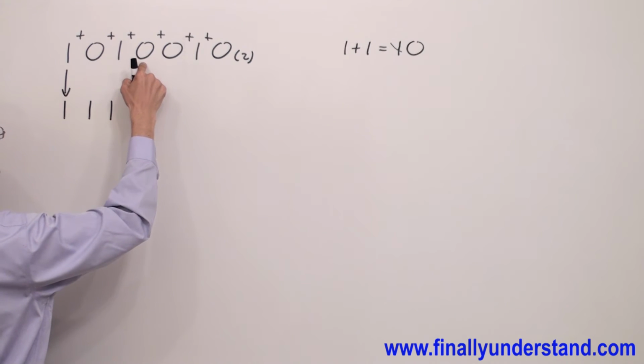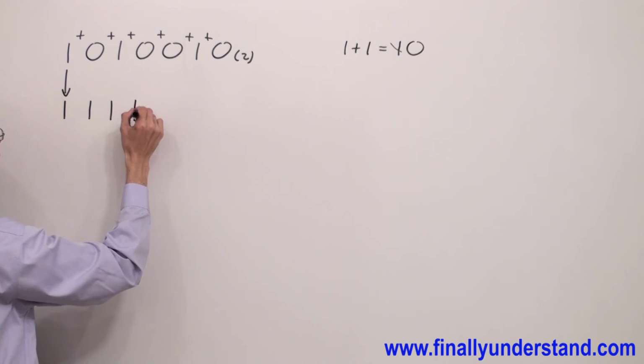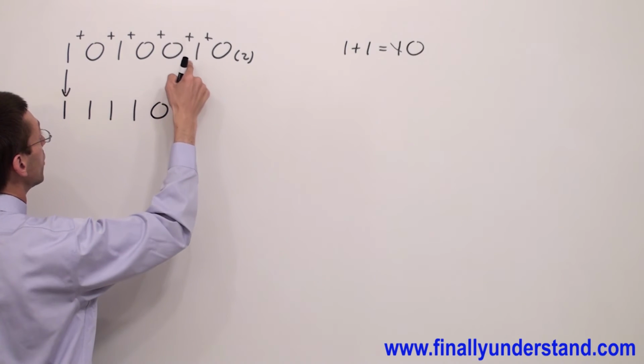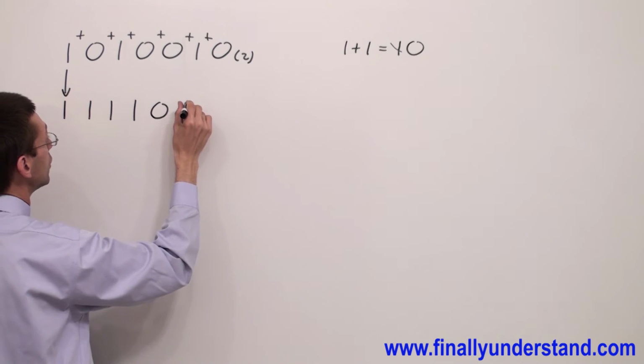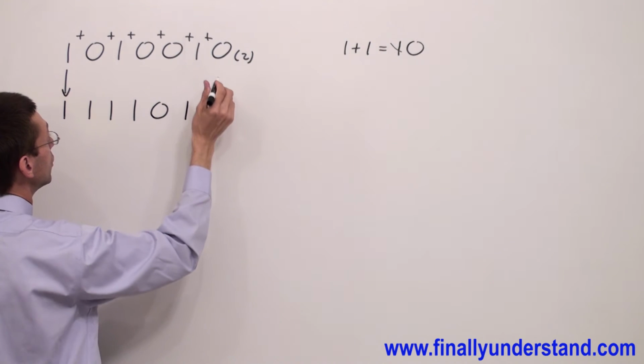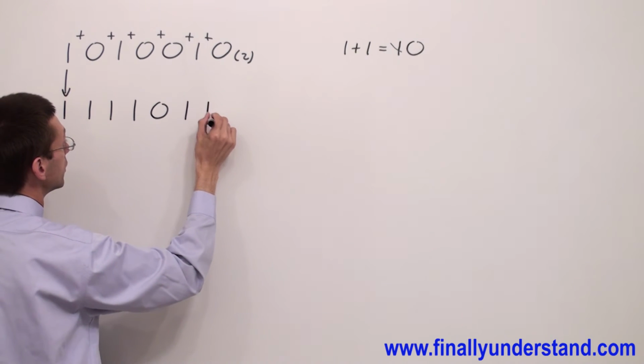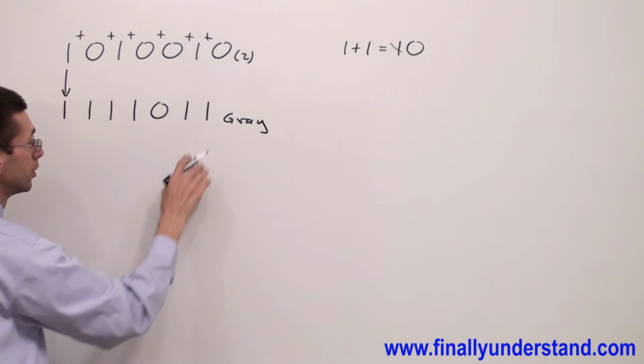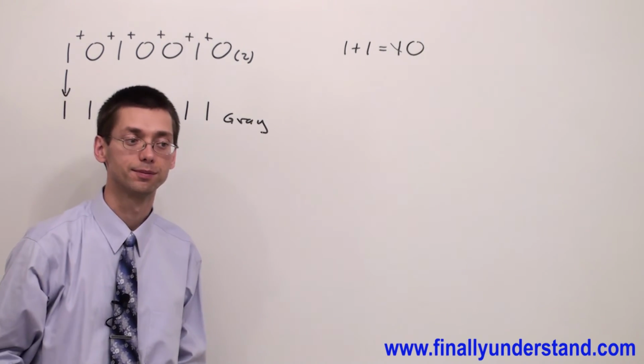1 plus 0 is equal to 1. 0 plus 0 gives me 0. 0 plus 1 gives me 1. 1 plus 0 gives me 1. This is my gray code. And this is the solution to my problem.